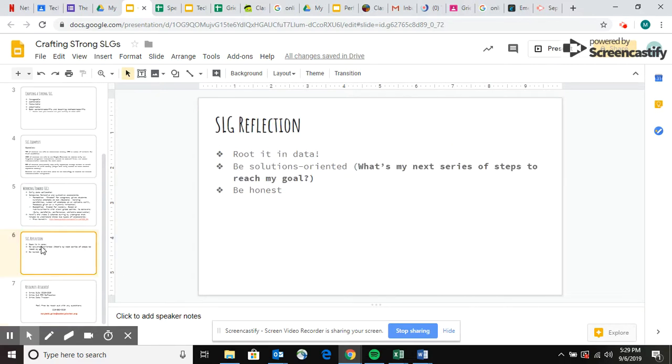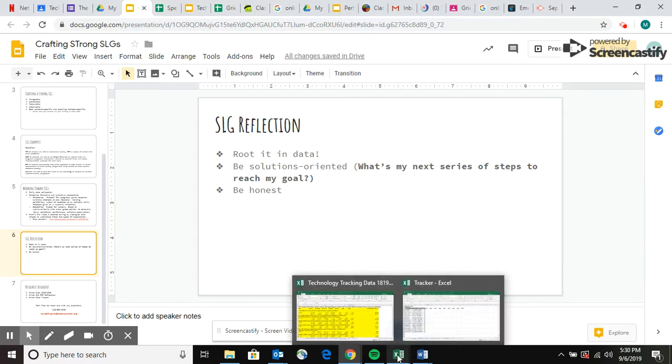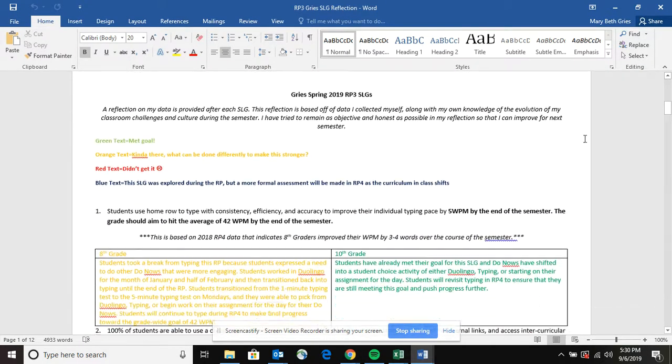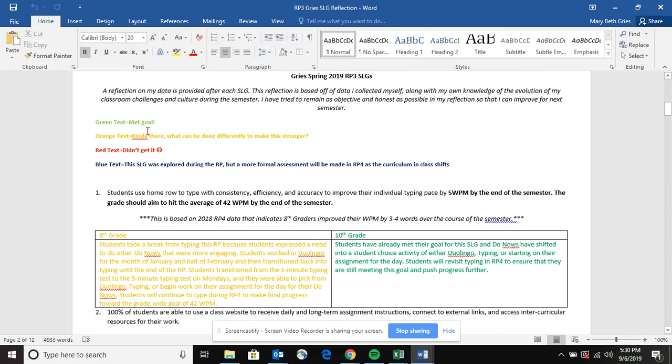And finally, oops, my bad, your SLG reflection. So Badger is going to ask us at the end of every RP to reflect on how did you do. The best advice that I can give you is root your reflection in data. I collect a lot of data, so I have a lot of black and white reflection. This is my reflection from RP 3. I color code it, so green means in my reflection that I met it. Orange is like, I kind of got there. Here's why I think I got there, because I saw progress toward it, but we didn't quite hit the mark. And then red is didn't happen.